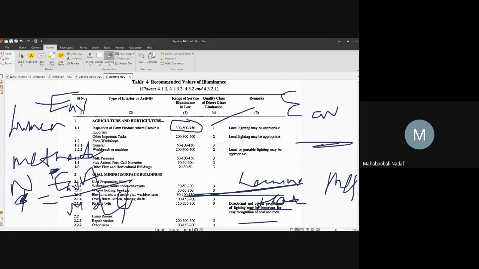EAV, the standard illuminance required, has all these values for so many tasks. A is the room area or working plane area. Mu is the utilization efficiency factor. D is the maintenance factor. Like that you have to understand.